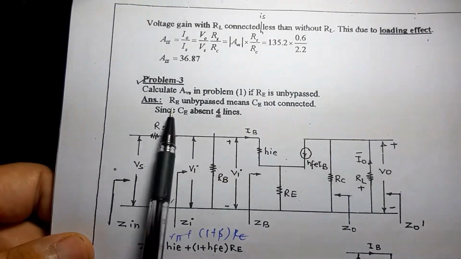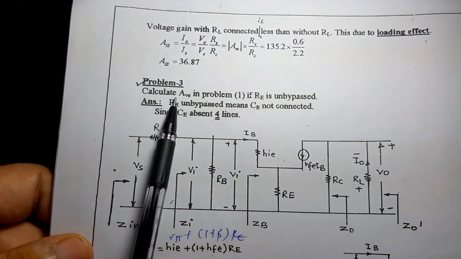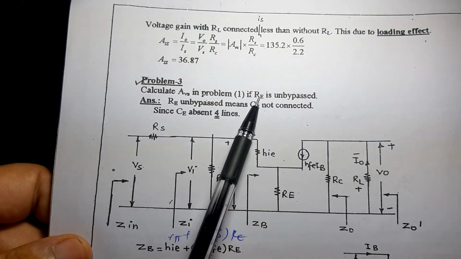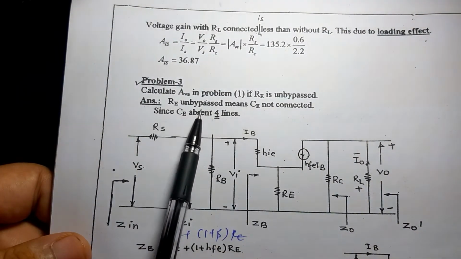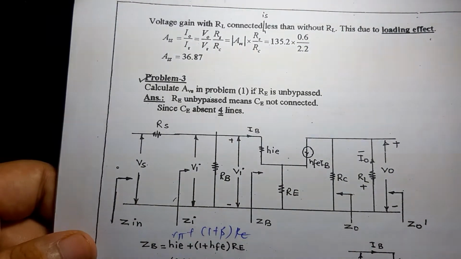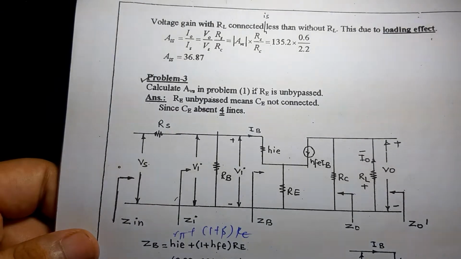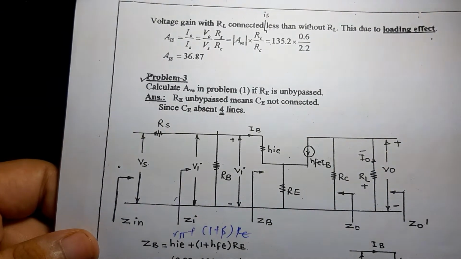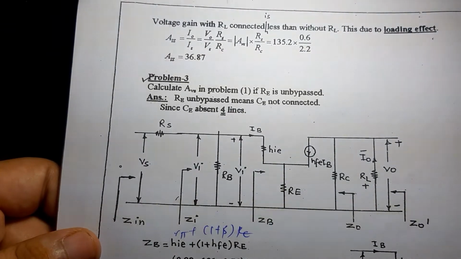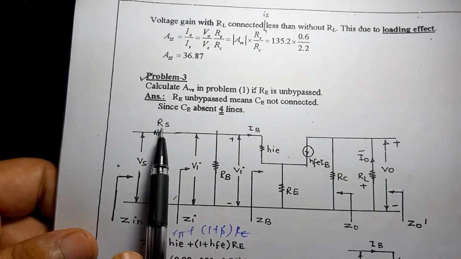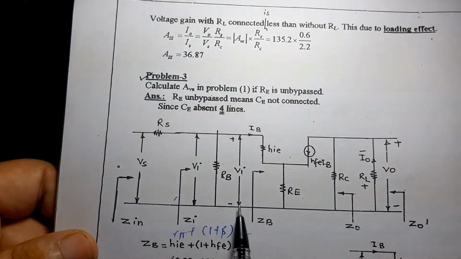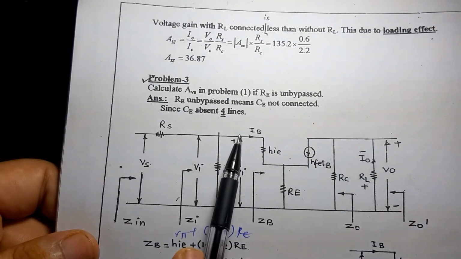The same problem, now what you have been told is that you have to calculate your AVS in problem 1 if your RE is unbypassed. Now when your RE is unbypassed, you have to ask yourself two questions. First question, is the emitter connected to ground for AC, or is RE bypassed? If the answer is no in any of the cases, then you need to draw 4 lines as we had discussed in the previous lecture, 1, 2, 3 and 4 over here. You'll start your journey from this.